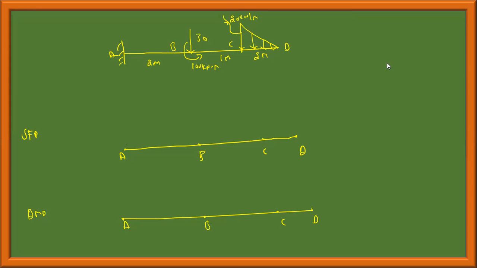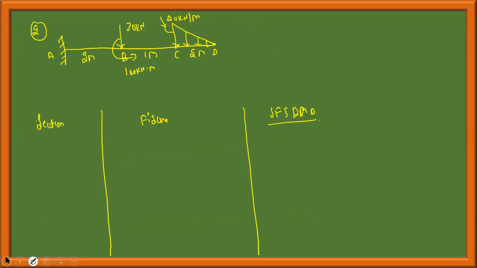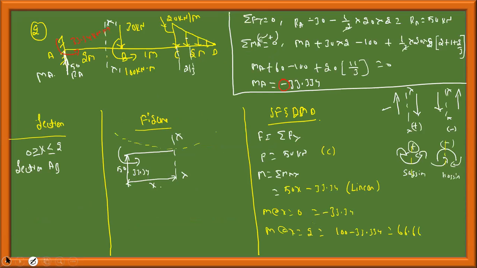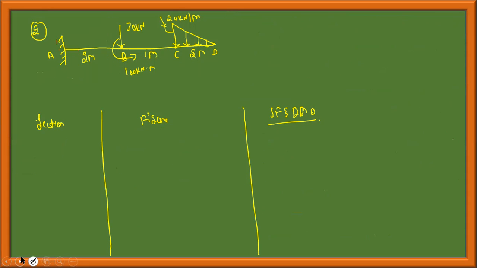Okay. Now, from A to B, the magnitude of shear force remains the same, 50 kilonewton. Let me draw. There is no load. Shear force is constant, 50 kilonewton. Bending moment at x is equal to 0 is minus 33.34. At x is equal to 2, it is 66.66.